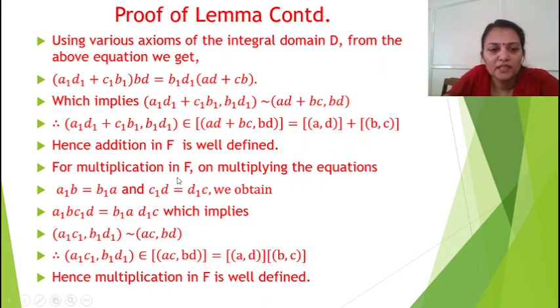For multiplication in F, on multiplying the equations a1b = b1a and c1d = d1c, the left side gives a1b c1d, which is equal to b1a d1c. This implies (a1c1, b1d1) is equivalent to (ac, bd). That means (a1c1, b1d1) is an element of [ac, bd], which equals [a,b][c,d]. Hence multiplication in F is well defined.